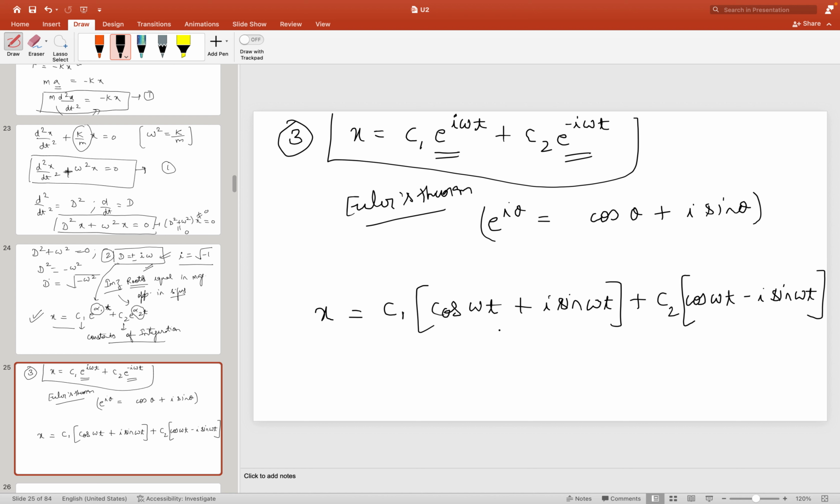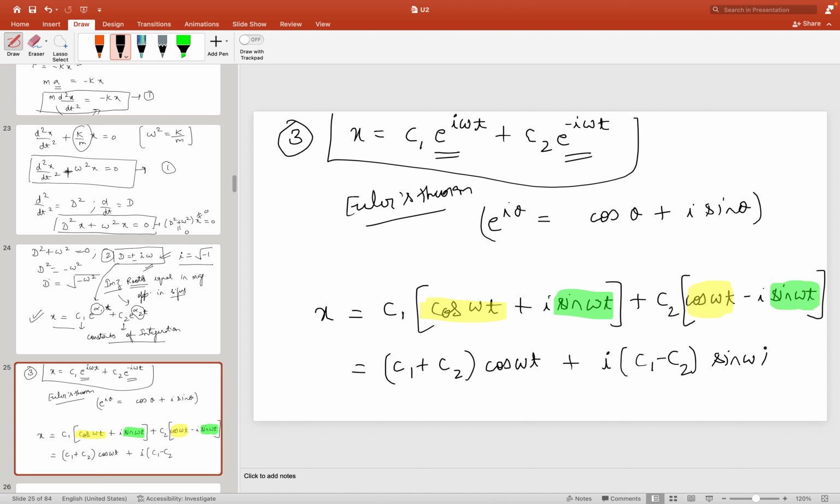Now what we can do, we can take the cos term common and the sin term common here. On taking these terms common, we will get our constants in the bracket: (c1 plus c2) cos omega t plus iota (c1 minus c2) sin omega t, right?